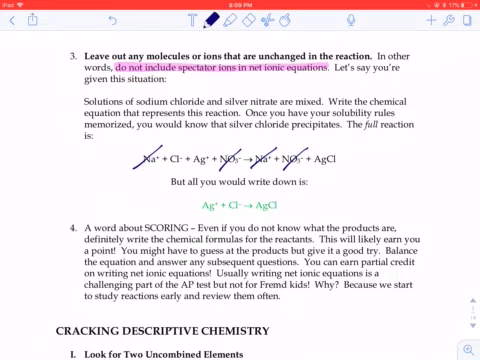Just a little note about scoring for the AP exam. It's worth trying, even writing the chemical formulas for the reactants. Even if you can't figure out what the products would be, you might get some partial credit.